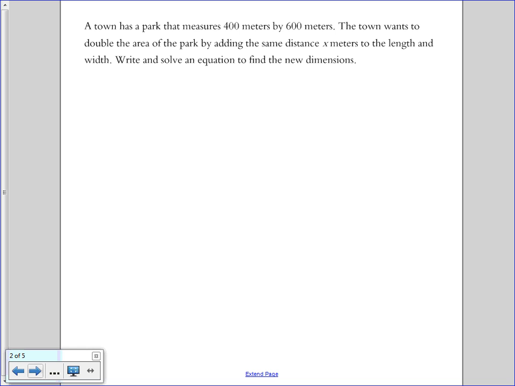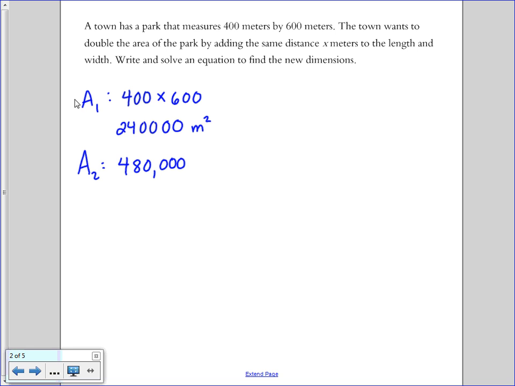So what I'd like to establish first is what is the current area of the park? The current area is going to be 400 times 600. Okay, and the units on that would be meters squared. So this is the current area of the park, 400 meters by 600 meters, 240,000 meters squared. They want to double the area of the park, which means that they want their new area to be double that, so 480,000 meters squared. It's going to be the new area of the park.